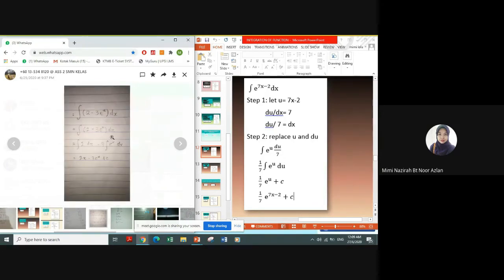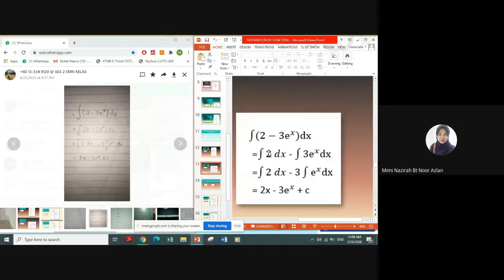Okay, here is the answer given by Anissa. Let's check the solution. Is it the same or not? Here is the solution for the second question. Okay, the answer is correct: 2x minus 3 exponent x plus c. The step is also correct. Very good, Anissa.